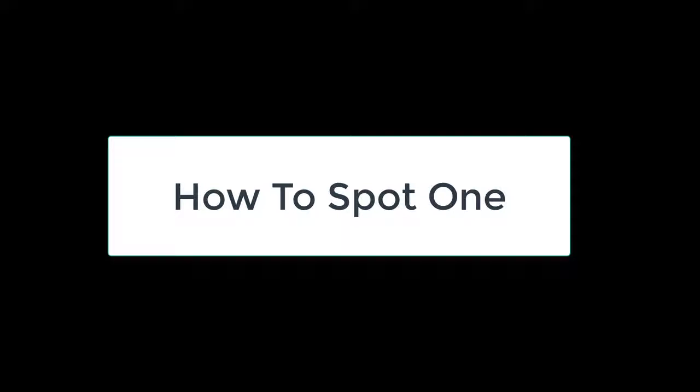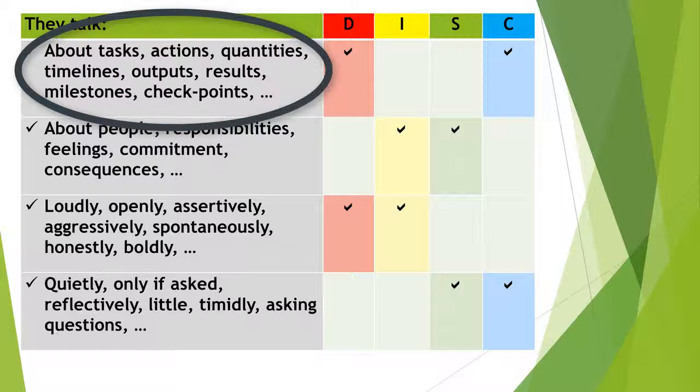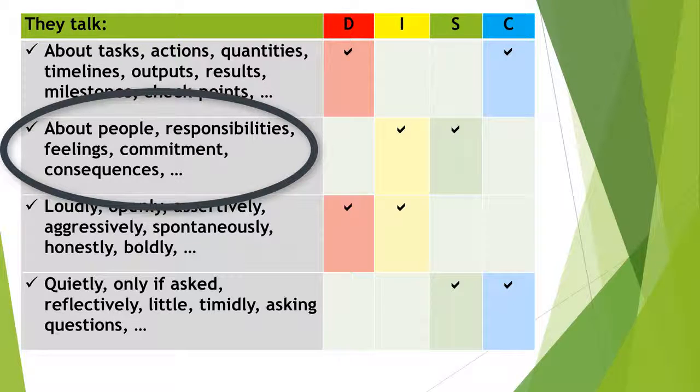We can use a number of sources of information from which to deduce another person's primary style, typically recollections of how they speak and what they speak about, emails and other documents that they have authored, and how they interact with us. For example, let's look at how those with each style tend to talk. Those with a D or a C style are task focused, so talk about tasks, actions, quantities, timelines, outputs, results, milestones and checkpoints. Those with an I or an S style are more people focused, so talk about people, responsibilities, feelings, commitment, consequences, etc.